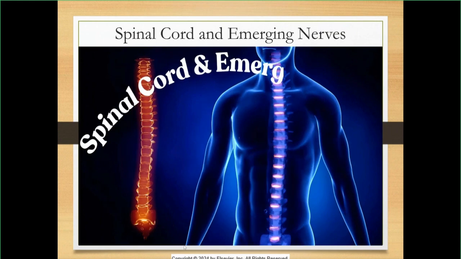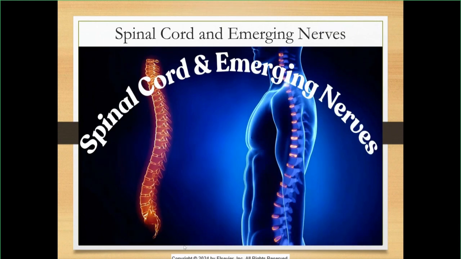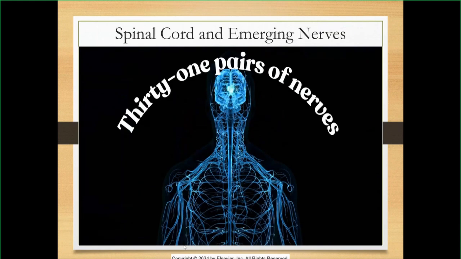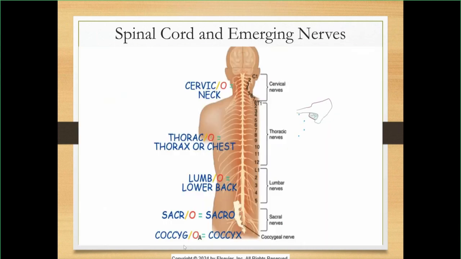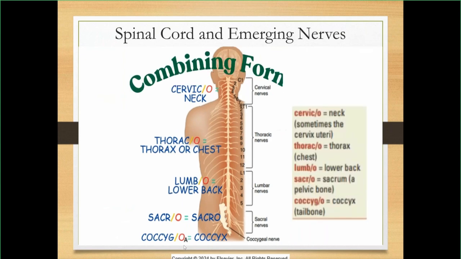Let's review the spinal cord and emerging nerves. 31 pairs of nerves emerge from the spinal cord and are named and numbered as cervical, thoracic, lumbar, sacral, and coccygeal nerves. The combining forms for each area of the spine: cervico for the neck, thoraco for the chest, lumbo for the lower back, sacro for the sacrum, and coccygo for the coccyx or tailbone.